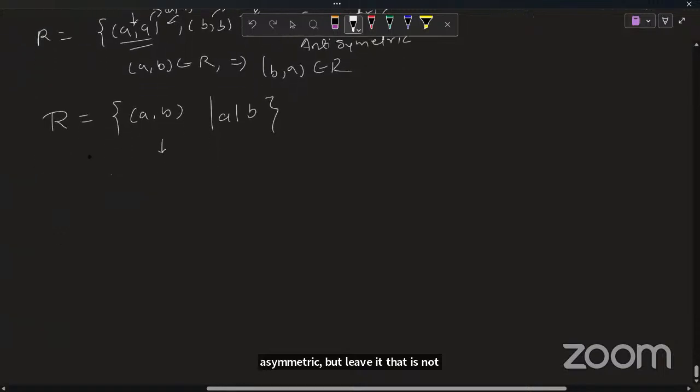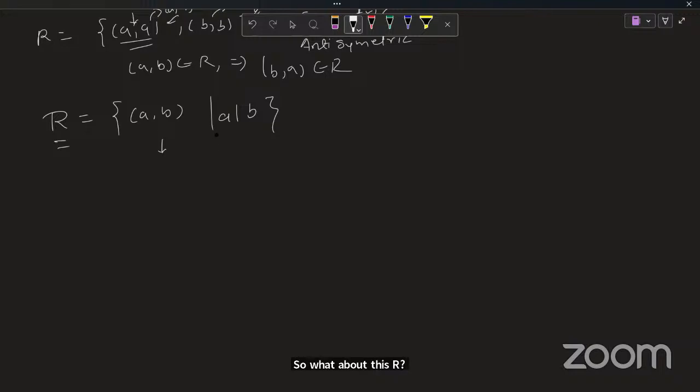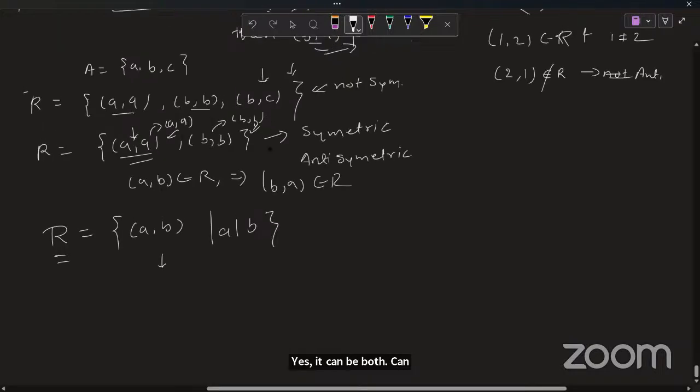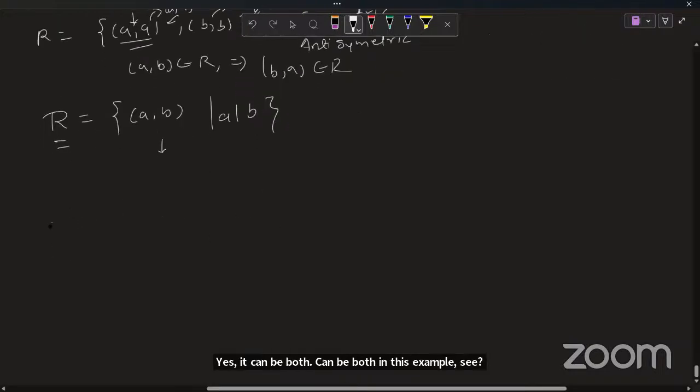So what about this R? Is this relation anti-symmetric? Do fast. Yes, it is anti-symmetric, right? Yes, it can be both. It can be both in this example.